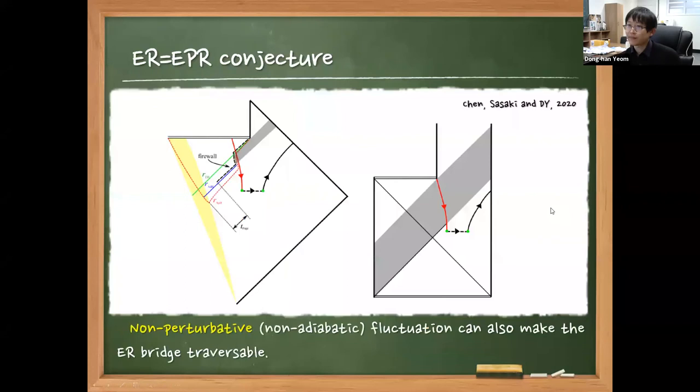So in the paper with Dong-Pei, we considered the emission of some non-adiabatic processes, which is also non-perturbative. So in the averaged energy momentum tensor, it must be ignored, but what we included here must be physically allowed. If there is such a non-perturbative or non-adiabatic fluctuation, again, maybe the space-time can be causally connected between left and right side.